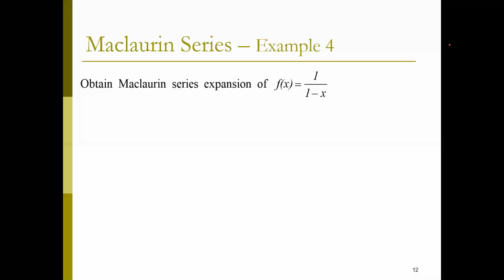is 1 upon x minus 1 upon 1 minus x. We have to obtain the Maclaurin series of this. So what we need to expand, we need to find out the derivative of the given function. What are the derivative of the given function? The derivative of the given function, we need f dash x.